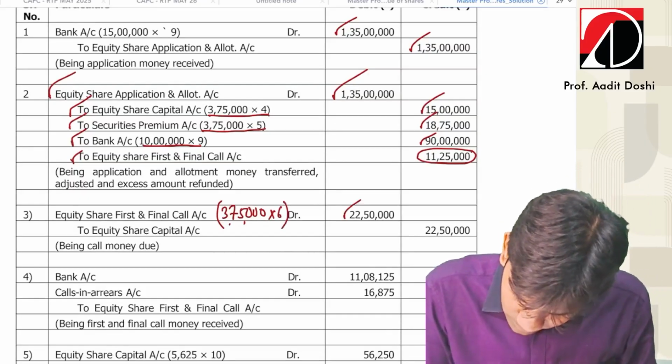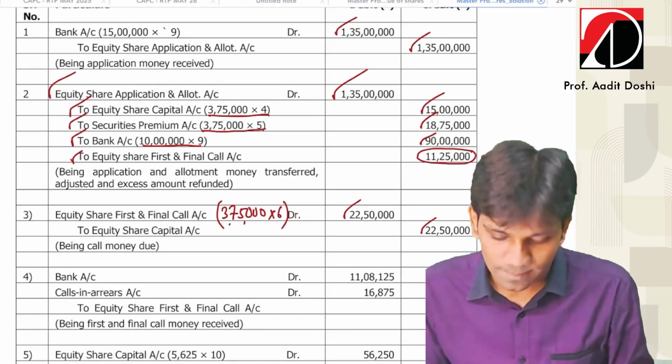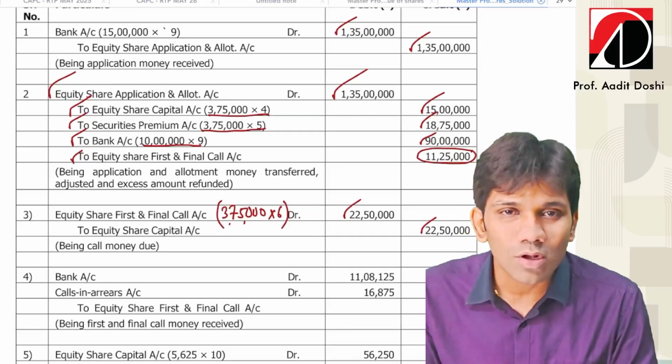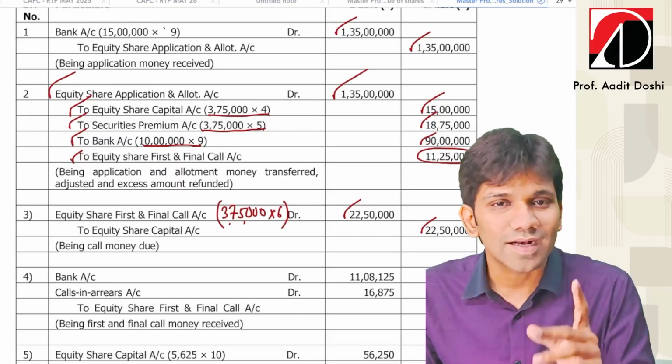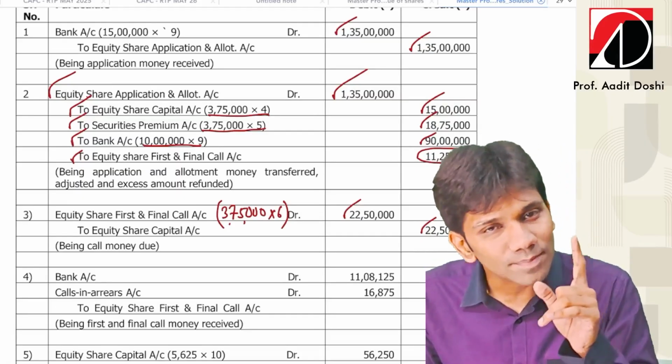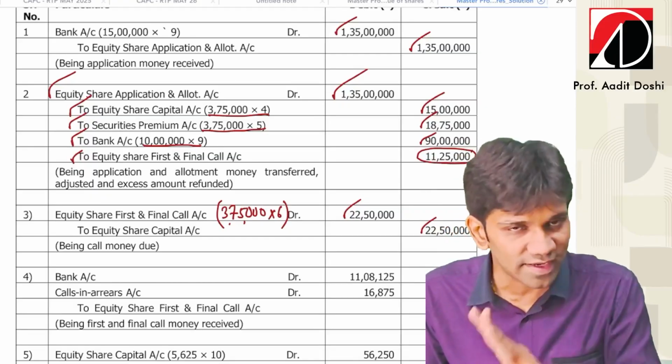22,50,000, being final call money due of rupees 6 on 3,75,000 shares. Now, first and final call money received. Don't forget Sunil, who had applied for 7,500 shares. So bank account debit, calls in arrears account debit to equity share first and final call.